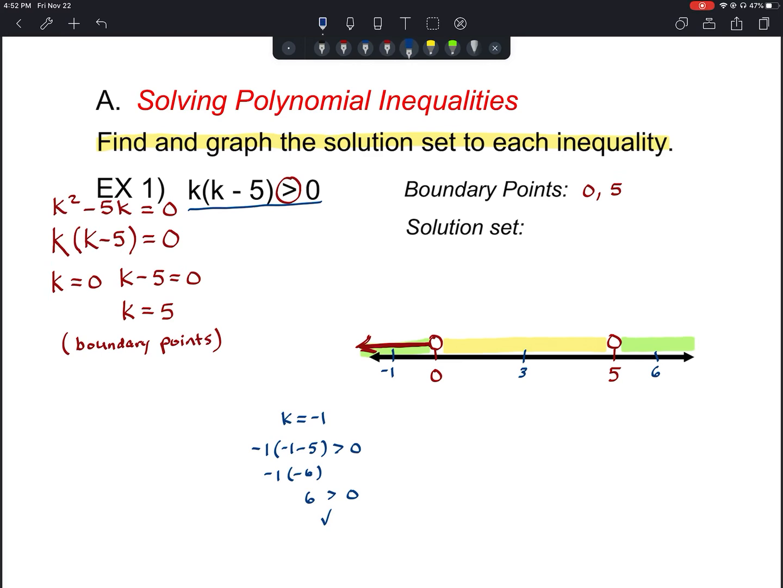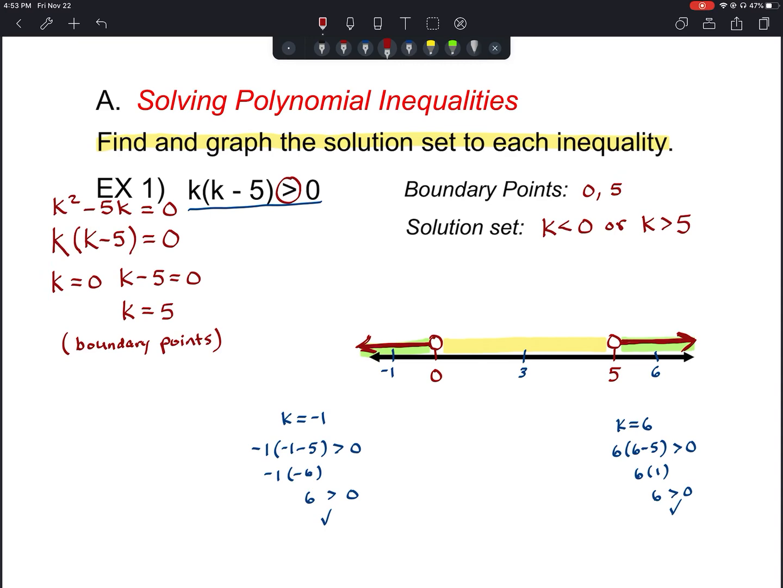If those are solutions, chances are everything over here greater than 5 will be. Let's double check that by plugging in the 6. If k is equal to 6, we'll have 6 times the quantity 6 minus 5 is greater than 0. You'll see that 6 times 1 is 6, and that makes a true statement as well. So we can say that everything greater than 5 is also a solution to this inequality. To write our solution set, k is less than 0, or k is greater than 5.